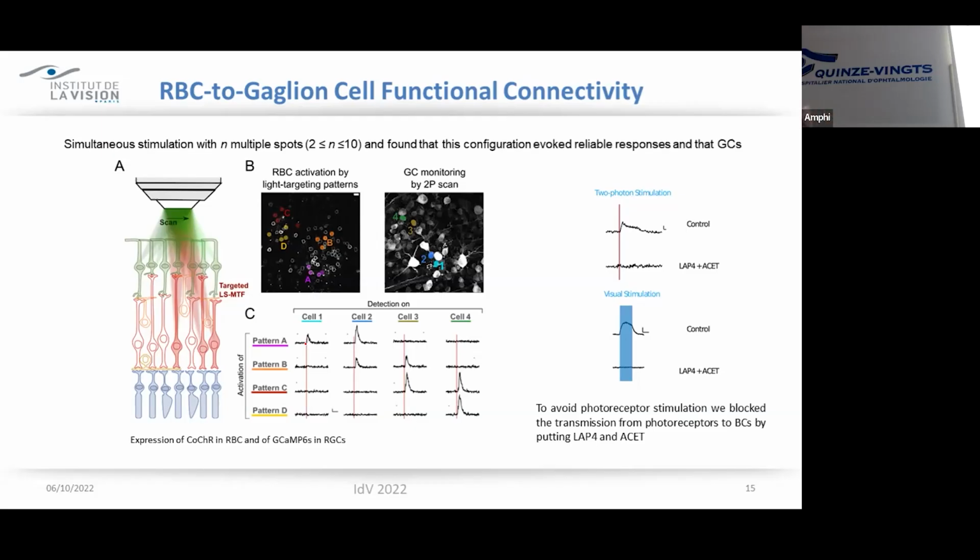And importantly, we had to conduct these experiments in the presence of a pharmacological cocktail that cut the transmission between photoreceptors and bipolar cells, because unfortunately, at a certain moment we realized that even if we were in the infrared, probably because we are quite far in the infrared, even if we were quite axially confined, we could have massive responses from the photoreceptors. So we are sure that these responses are just induced by the rod bipolar cell activation and not by the photoreceptors.